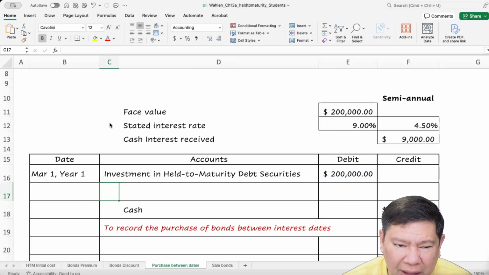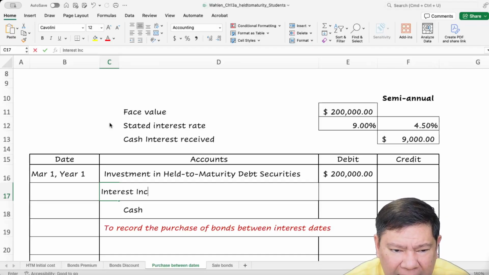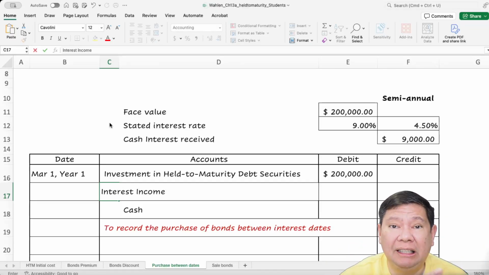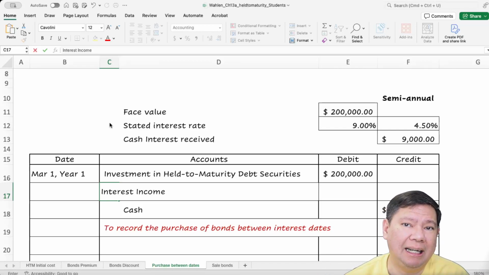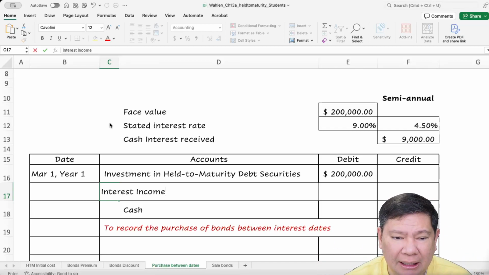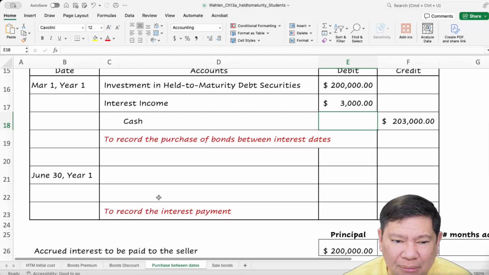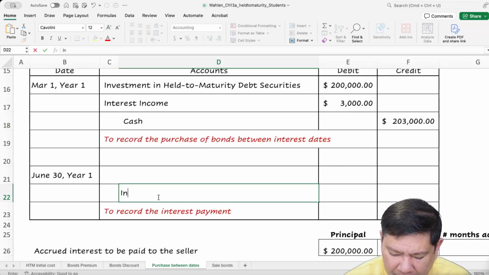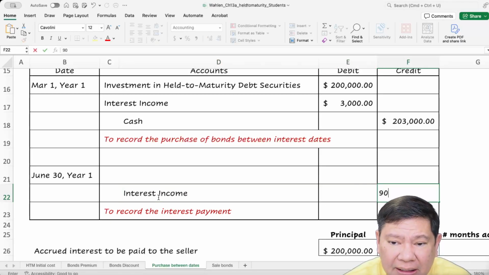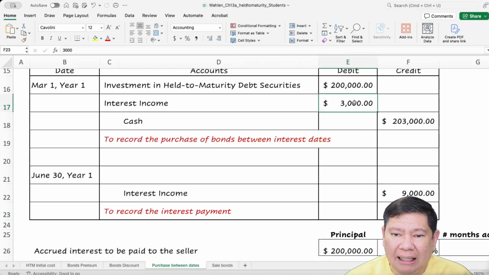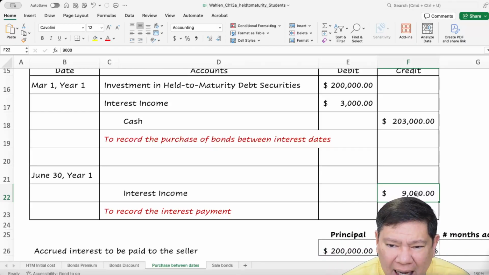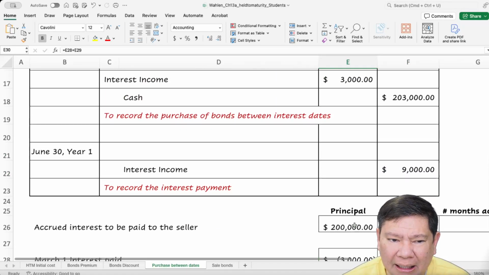Okay, so for the accrued interest, we are going to put interest income. But remember, we put it on debit. Income is supposed to be on credit. But we put it on debit, okay, $3,000, so that when we receive the next interest payment, interest income for the full 6 months, $9,000, this 3,000 cancels some of this 9,000. So basically our interest income is only $6,000, just like what we calculated here.